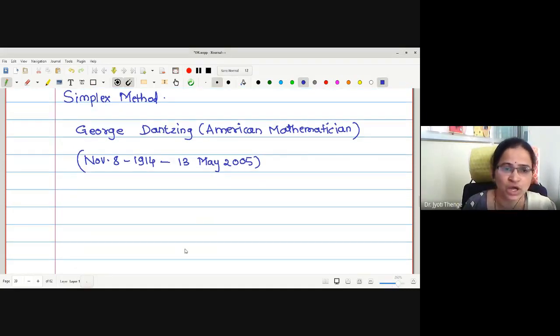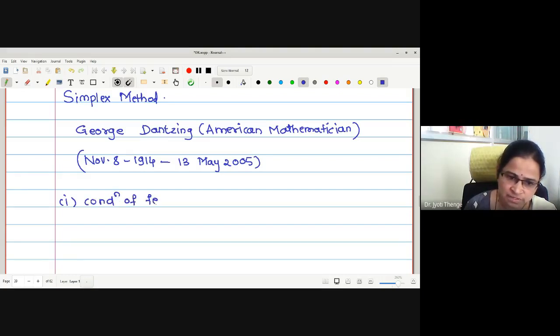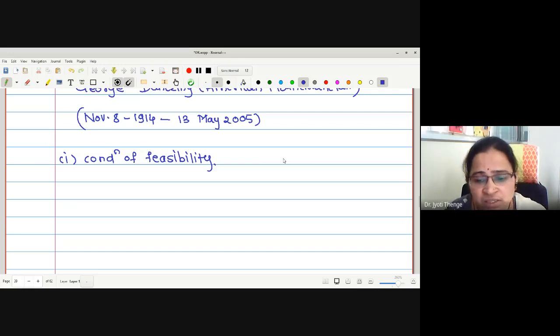Let us have a look at the concepts. Before going to the method directly, this method actually depends on two conditions. First is called the condition of feasibility. What this condition of feasibility says is that, whatever initial solution we are going to assume, this is an iterative process. We are familiar with the iterative process, I think. In numerical analysis also we study the iterative process.